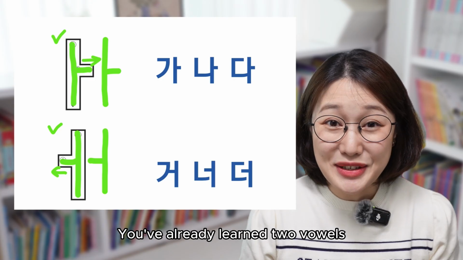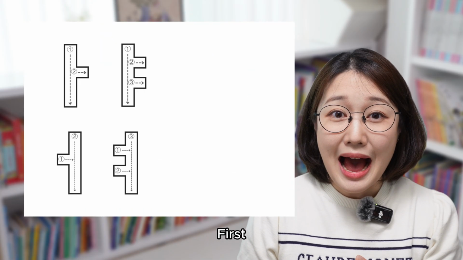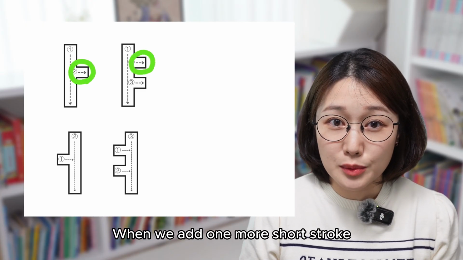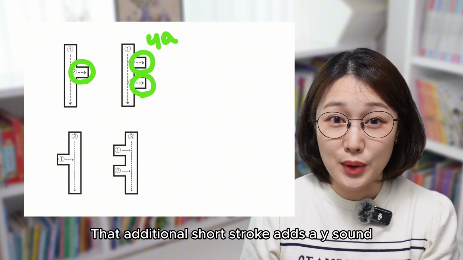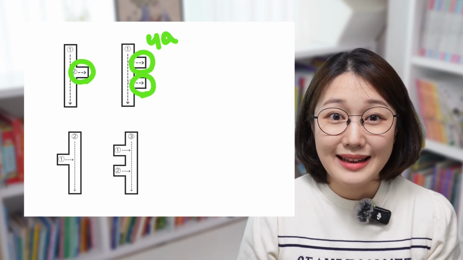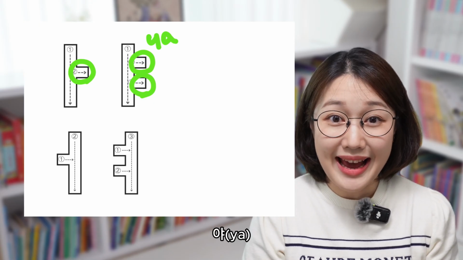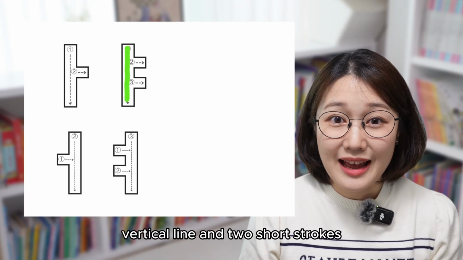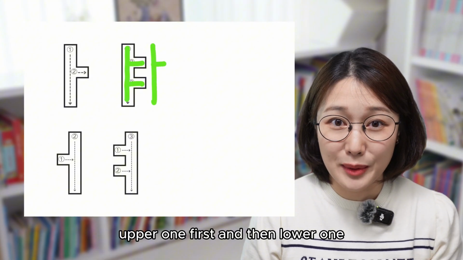You've already learned 2 vowels. Now let's look at ya and yo. First, a has 1 short stroke, right? When we add 1 more short stroke, it becomes ya. That additional short stroke adds a y sound before the vowel. A, ya. Listen again. A, ya. Write ya like this. Vertical line and 2 short strokes. Upper one first and then lower one.